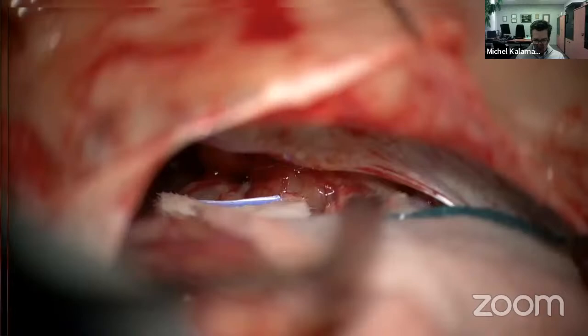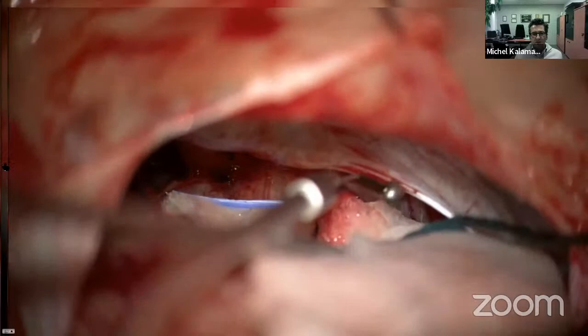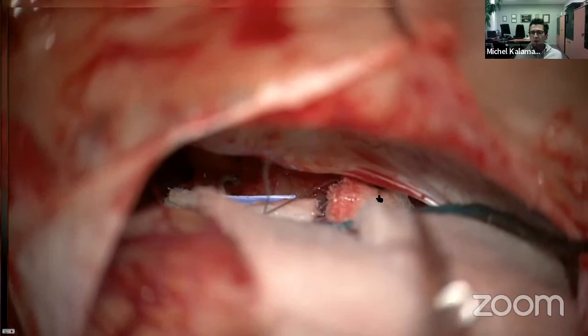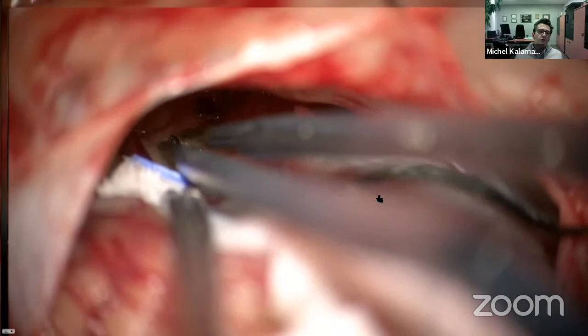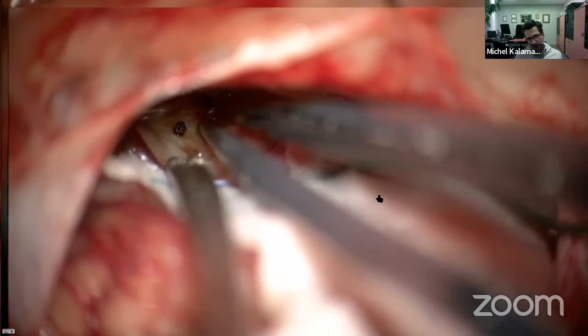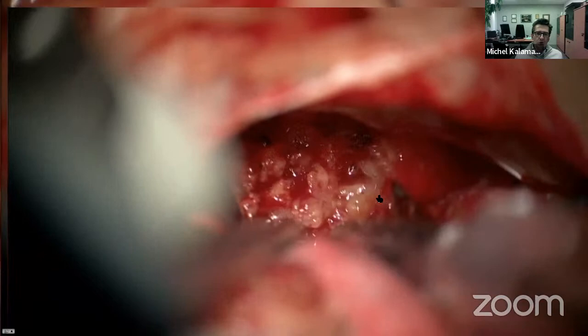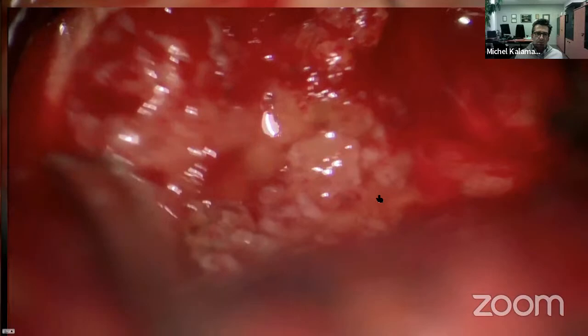So just for the retrosigmoid approach, just with monitoring, you see at the beginning, this is probably the eighth nerve. You can put this ball and you have a signal. And then you can leave the ball and you remove the superior part of the tumor, as Marco Tatagiba will show. It's classical, so you can go very quickly. There is no eighth, no seventh nerve. And then you can decrease.